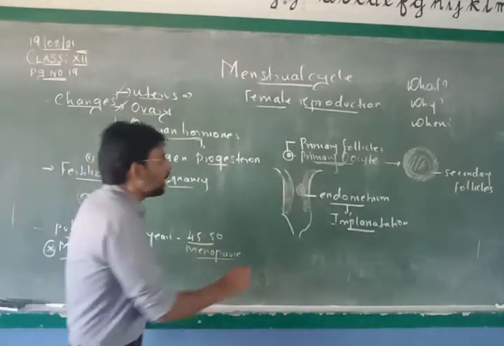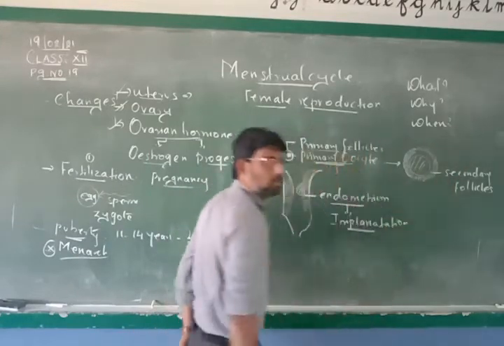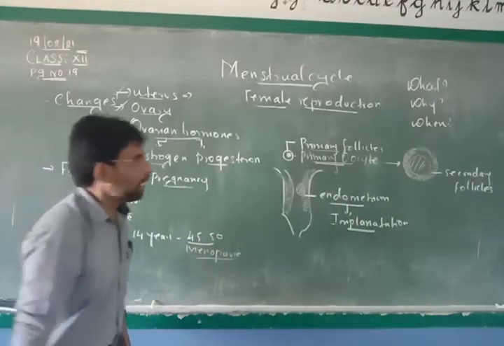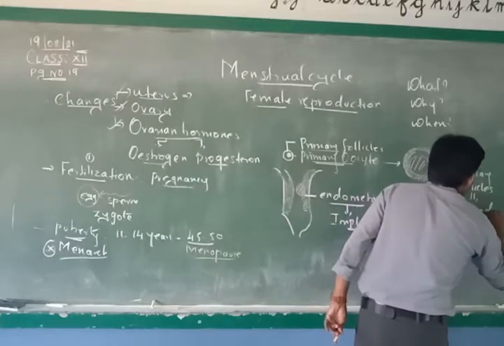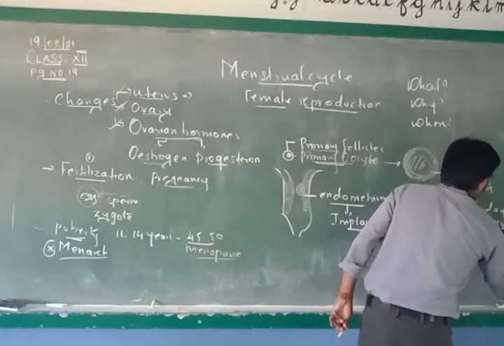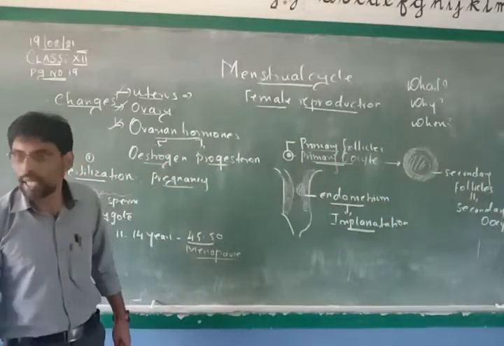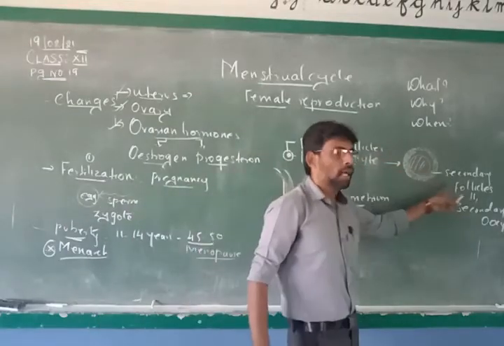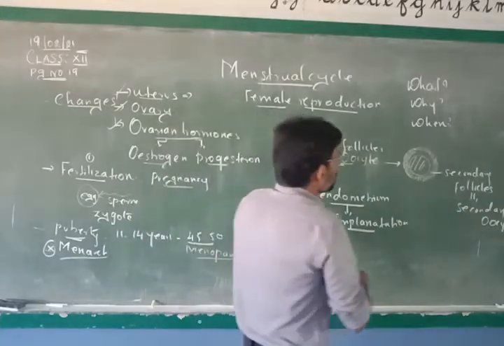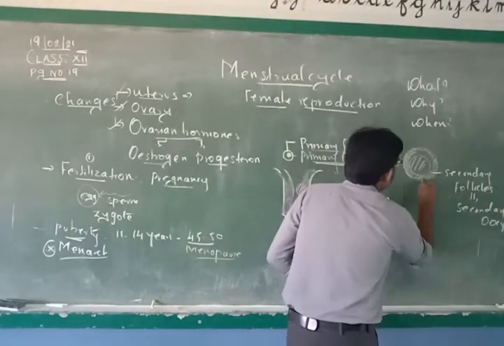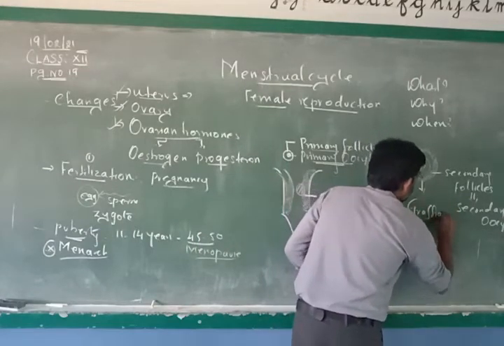After puberty, this primary follicle will be converted into secondary follicles. Clear? Now that means the primary oocytes will also be matured into secondary oocytes. At that time the primary follicle will be converted into secondary follicles. So then, afterwards what happens? This will be further converted into tertiary follicles, and finally it is matured into Graafian follicles.